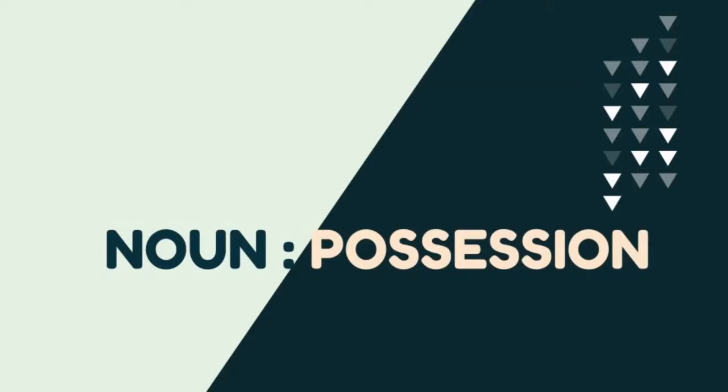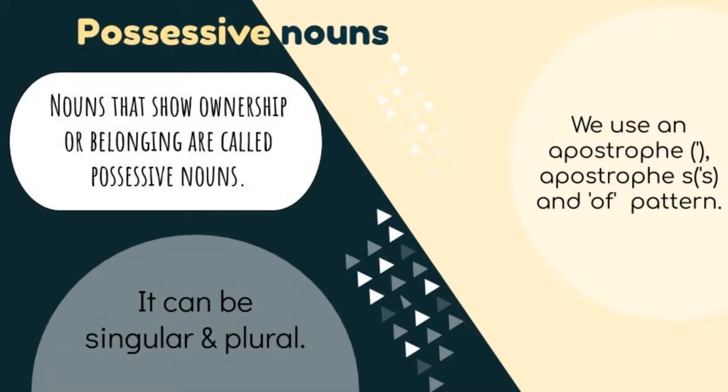Students, today we are going to learn about possessive nouns. Students, already we know that a noun is a name given to a person, animal, place, and thing. Then, what do you mean by possessive noun? Possessive nouns are used to show that something belongs to a person, animal, or thing.